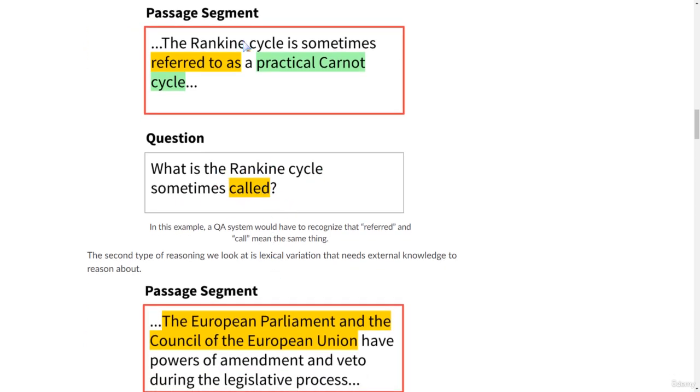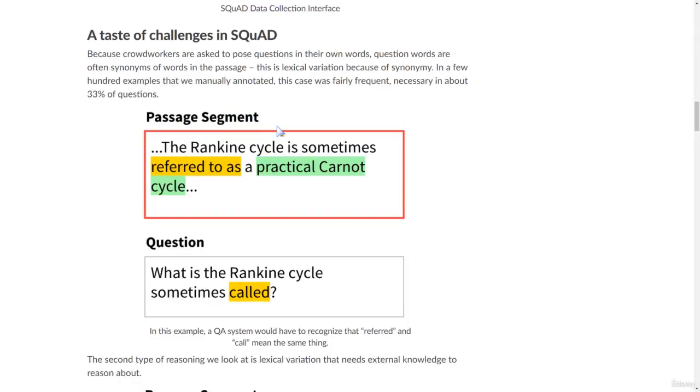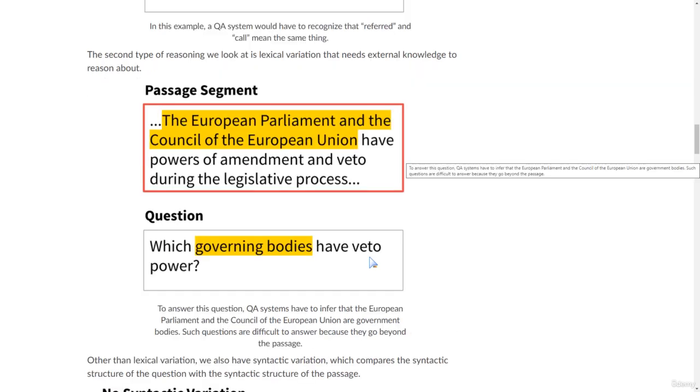So for the question, unlike with the initial passage where we had the Rankine cycle sometimes referred to as, here the actual question comes with called. They actually mean the same thing, but we have to solve the challenge of making the machine understand that this referred, in this context, means the same as called, and based on that produce the result practical Carnot cycle as the answer to this question.